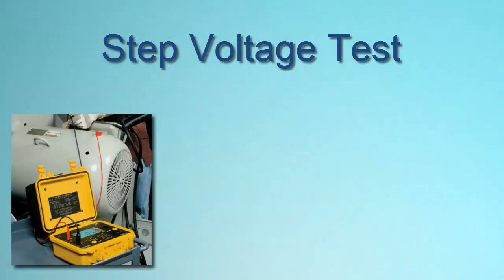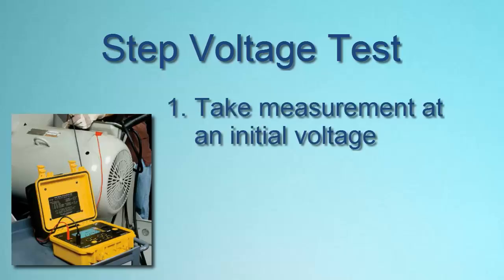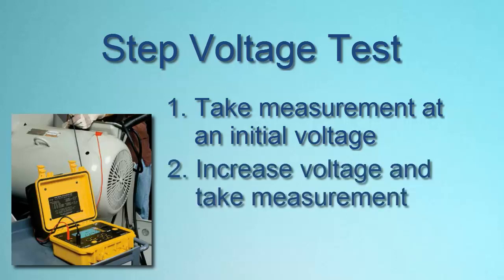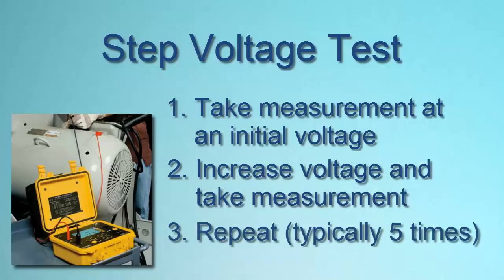A third method is the step voltage test. This involves testing at two or more test voltages and comparing the results. The test begins at an initial test voltage. At a specified interval, typically 1 minute, a measurement is recorded, after which the test voltage is increased. This increase is usually to 5 times the initial voltage. This process may be repeated through several steps, with measurements taken after 1 minute and the test voltage increased at a 5-to-1 ratio over the previous voltage.